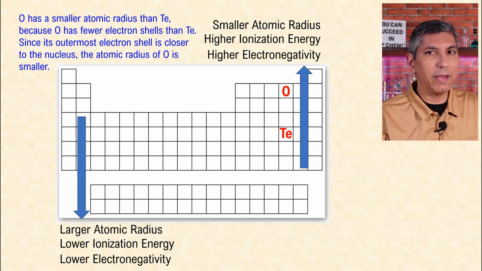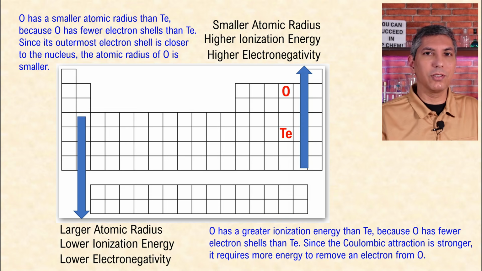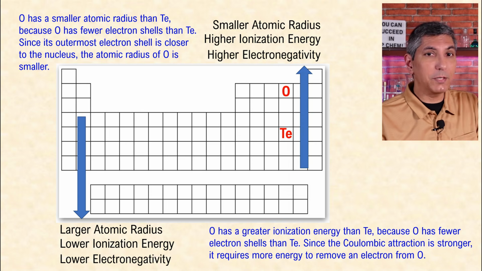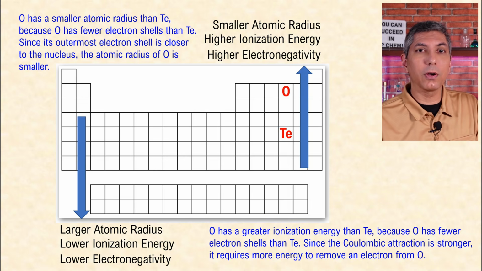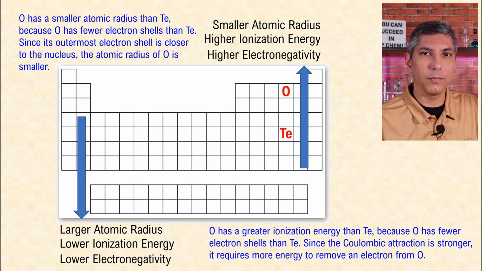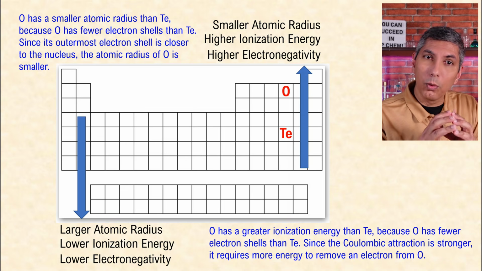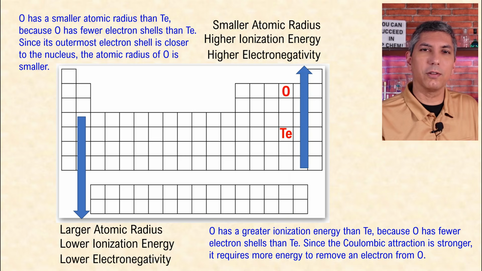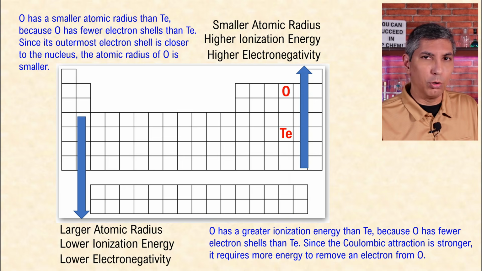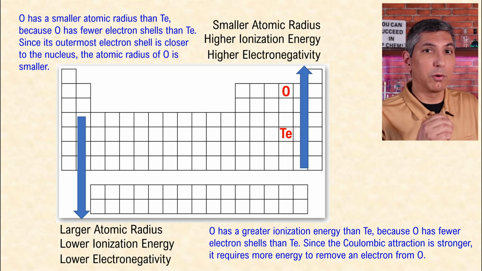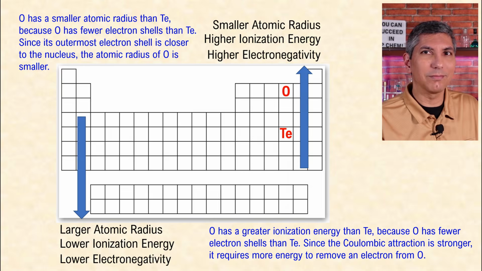What if we're asked to compare their ionization energies? We'd say that oxygen has a greater ionization energy than tellurium. That's because oxygen has fewer electron shells than tellurium. Remember, fewer electron shells means the distance is lower, and lower distance means stronger Coulombic attractions. And since the Coulombic attraction is stronger, it requires more energy to remove an electron from oxygen.